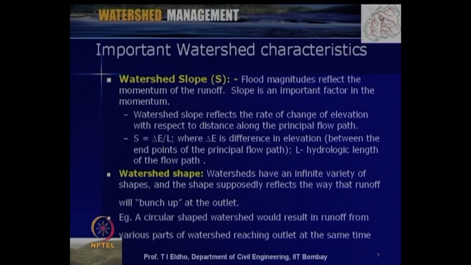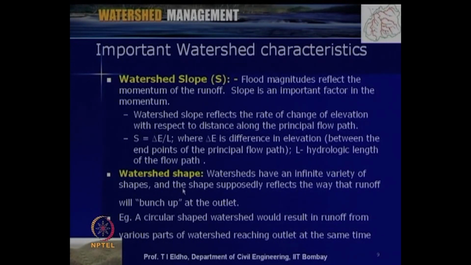If this is our concerned watershed and this is our main channel, we check the height here and the outlet height, and then we can identify the difference in elevation between these two points. Then we can identify the hydrologic length. So, the watershed slope will be delta E by L.